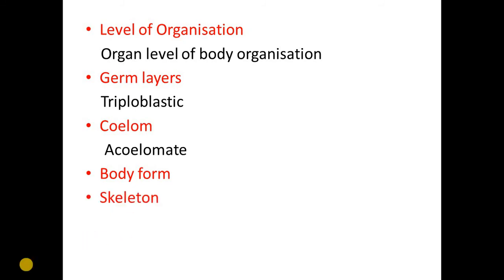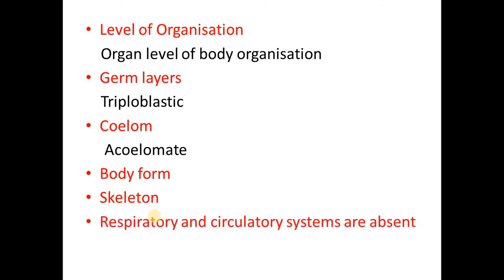Skeleton. Exoskeleton and endoskeleton are completely absent in these animals. However, hooks, spines, suckers, that is in the parasitic forms, teeth or thorns may be present which act as adhesive organs. Respiratory and circulatory systems are absent in the animals of the phylum Platyhelminthes.